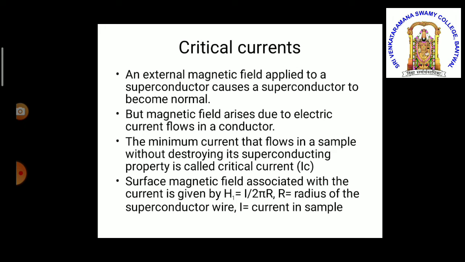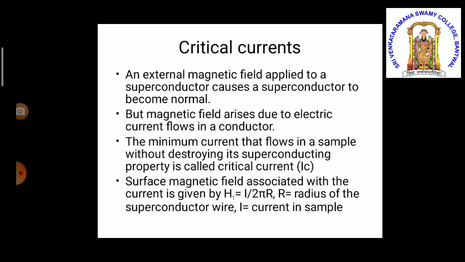Next fact is critical current. An external magnetic field applied to the superconductor can change a superconductor to normal. If the magnetic field exceeds Bc, then the superconductor material becomes normal. But magnetic field arises due to electric current. We know that if there is an electric current, it is always associated with a magnetic field. So the magnetic field arises due to electrical current flowing in the conductor.